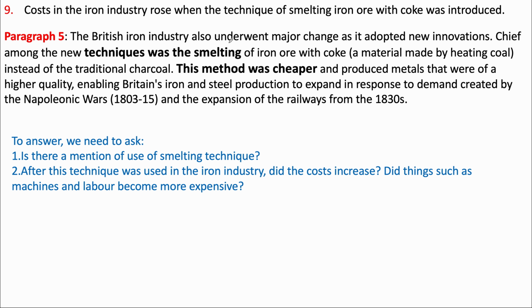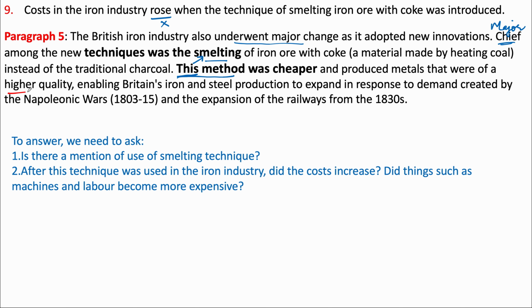In the paragraph, the first sentence mentions that there were many changes in the iron industry, and one major change was the introduction of smelting. Then it says this method was cheaper. This method here refers to smelting, which means the costs decreased. They did not increase or rise.